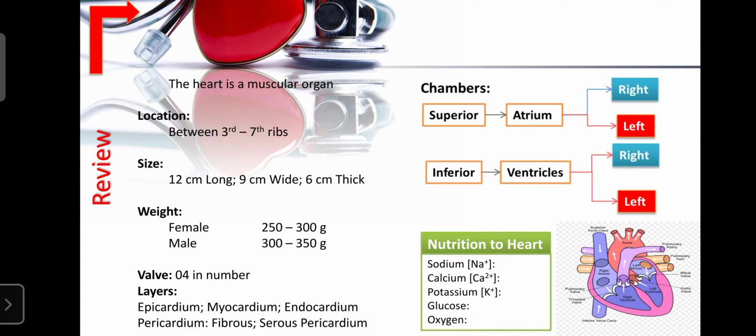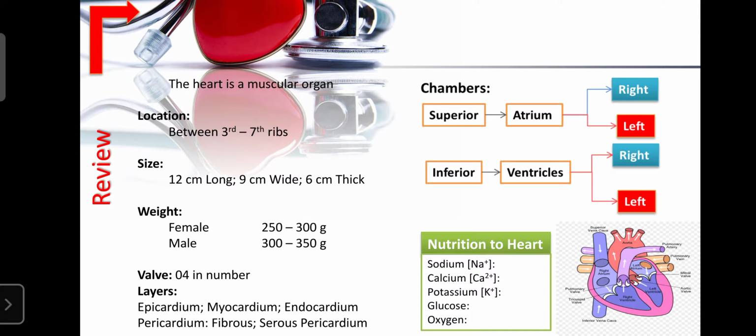Regarding the valves, the heart consists of four gates or four valves: the tricuspid valve, the pulmonary valve, then the aortic valve, and the bicuspid or mitral valve. They act as gates. They restrict the flow of blood and prevent excess entry of blood into the respective chambers.